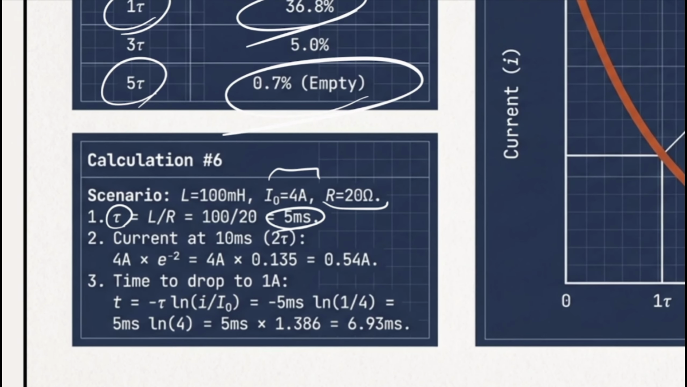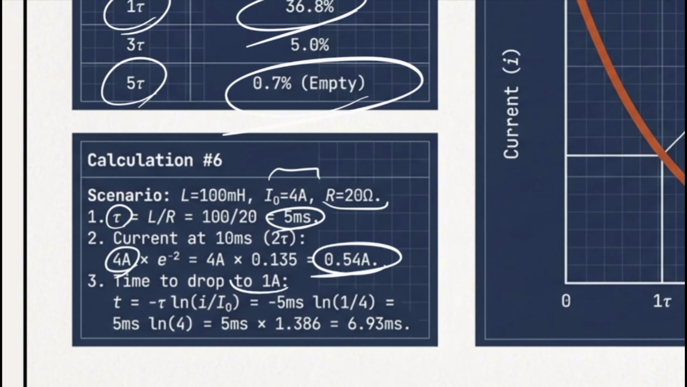The current at 10 milliseconds, or 2 tau, would be what? Based on the formula that we have, it would be I0 times e to the power negative t over tau. If you calculate that, it would be 0.54 amp. It means that after 2 tau, you're going to have this amount of current.